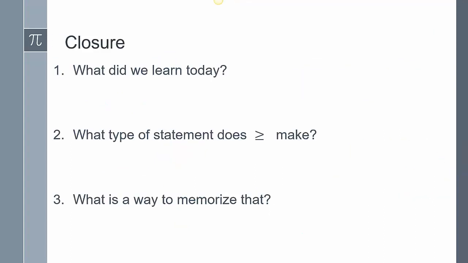To close today's lesson, what did we learn today? Well, we learned how to solve absolute value inequalities. And there were a few things that we had to pay attention to when we were solving these absolute value inequalities, and in OR statements, and the fact that sometimes the absolute value creates an illogical statement. Now, what type of statement does a greater than or equal to make? So is that an and or an or statement? And then what is a way to memorize that? So there was kind of like a trick that I used to help you memorize that.